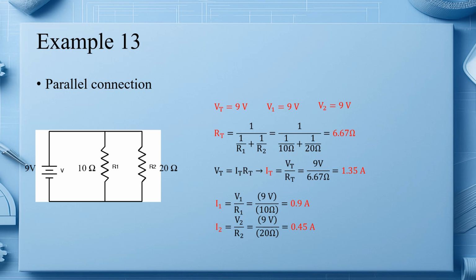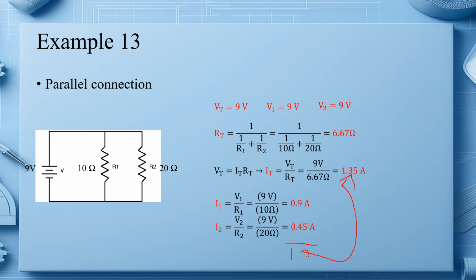We have 1.35 ampere. From here, let's compute the individual currents. We have V1 over R1, so this is 0.9 ampere, and I2 is V2 over R2, which is 0.45 ampere. If we total these, we also have 1.35 ampere. So it's one way of checking.